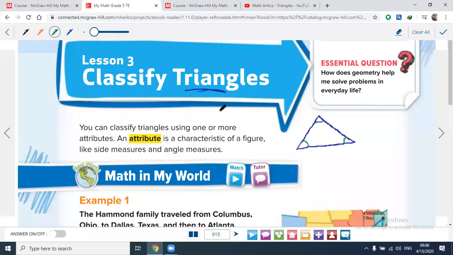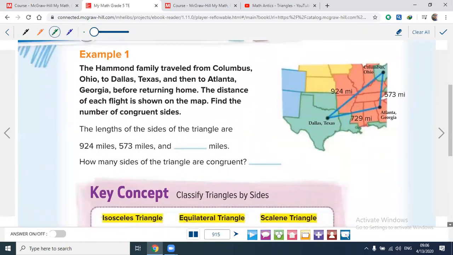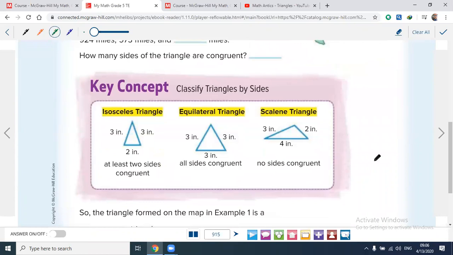Classify triangles. There are two ways to classify triangles: by sides and by angles. By sides, as you see here, I have two sides equal in length and one different. I have two sides congruent. Congruent means equal, or the same length. Here the second one, all the sides are the same. All sides congruent. The third one, no sides congruent.